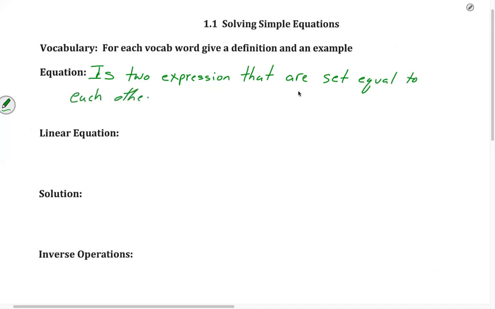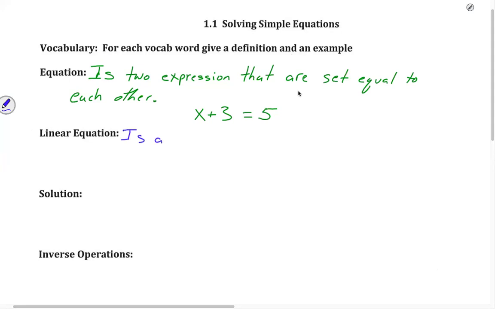Now, what does that mean, Julie? What does that mean? Well, that means we have something like x plus 3 equals 5. That's an equation. Okay? I have an expression on the left and an expression on the right. Even though they're a little bit different looking, they're still expressions.